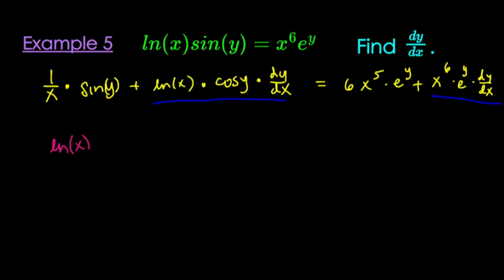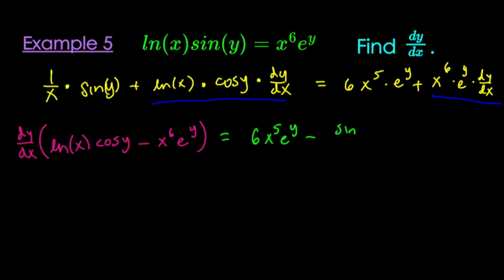If you're comfortable with it, you can factor out the dy dx in the same step. We'll be left with natural log of x cosine of y. That other blue term, when I subtract it, I'm going to have minus x to the 6th e to the y. And both of them will have dy dx, so I'll factor it out and write it on the left of the parentheses. On the right side, I'll still have 6x to the 5th e to the y, and I will have had to subtract sine of y over x. Just notice how I put this x down here in the denominator of sine of y.